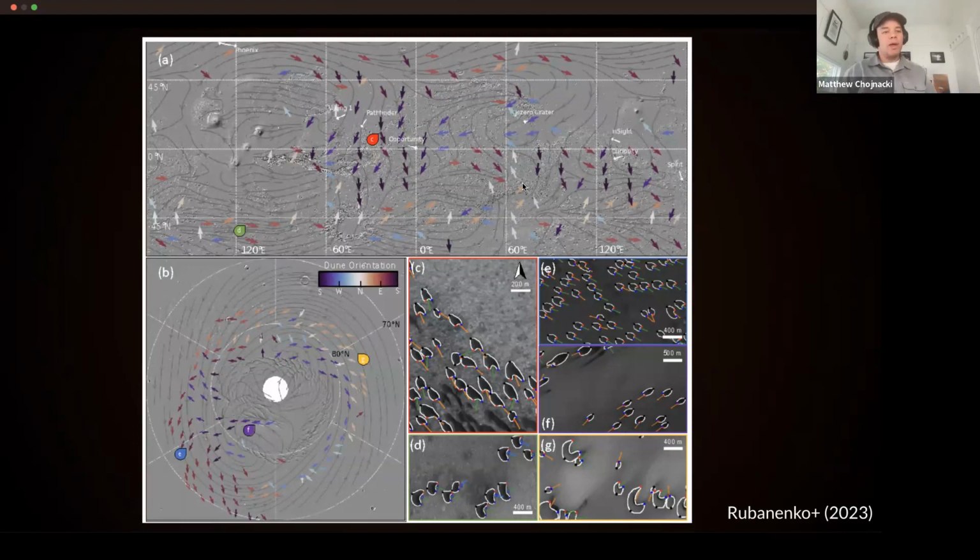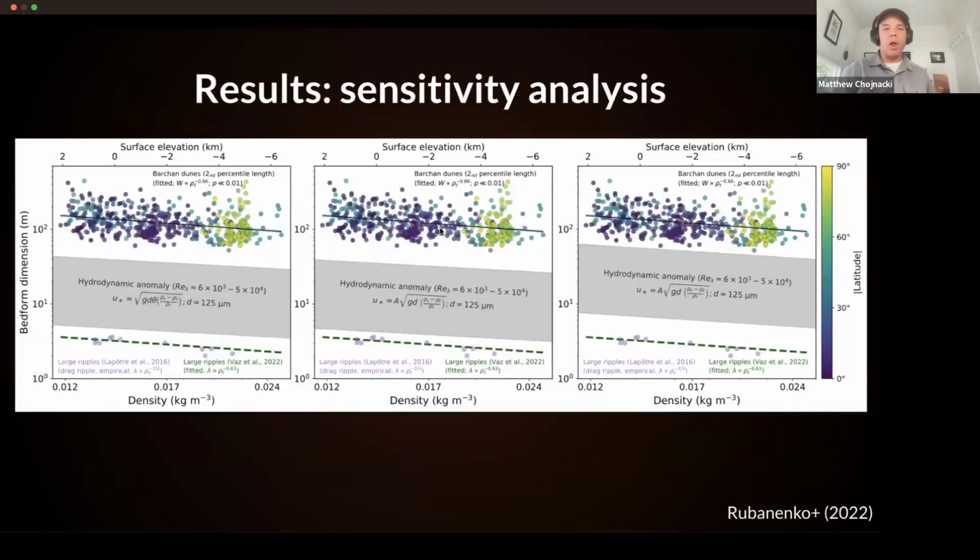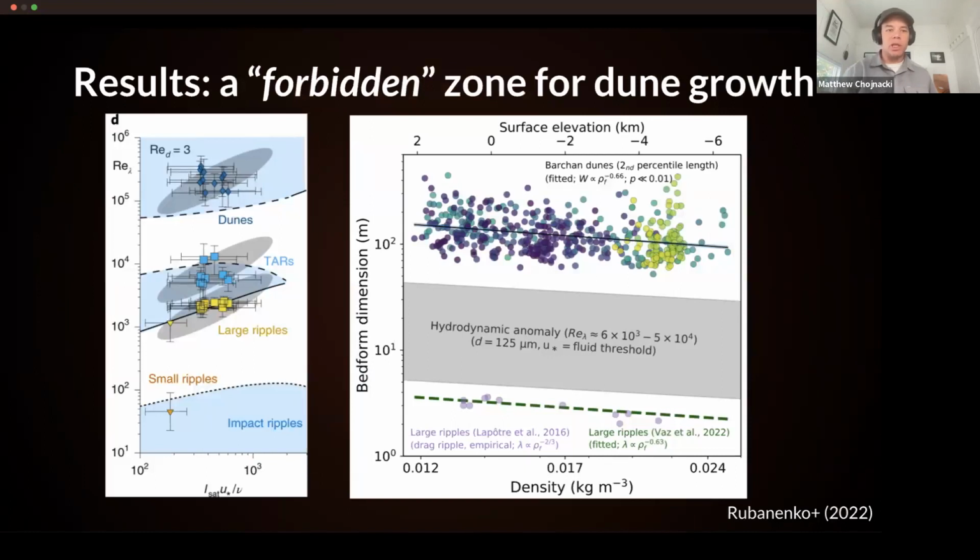So I guess with the forbidden gap, you had some assumptions about particle size, and we do see bedforms in that gap. We call them transverse eolian ridges and tars. Yeah, I like that plot with the tars there. So maybe talk a little about what the factors and the assumptions are.